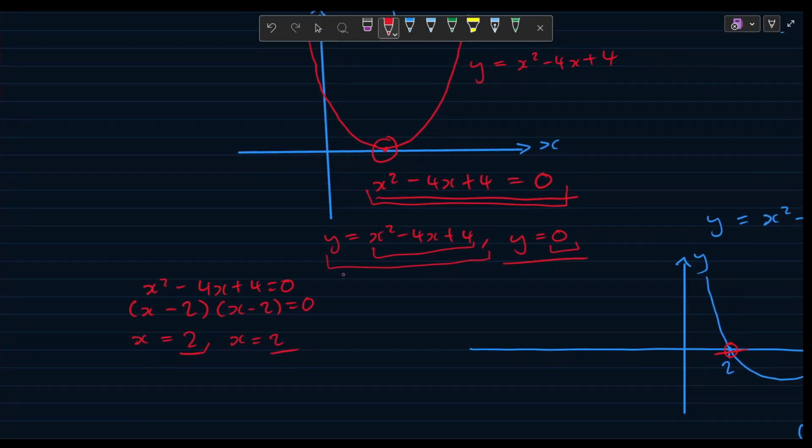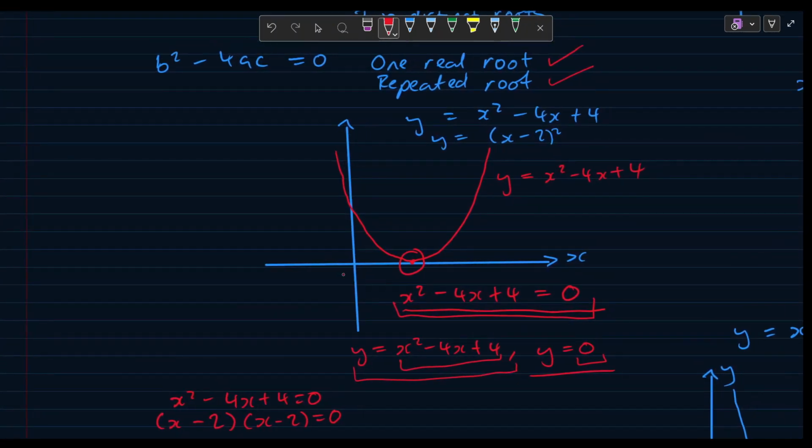And we can even use our discriminant just to confirm that in fact our discriminant is equal to 0 since we have one real root. So our a here is the coefficient of x squared, which is 1, b is the coefficient of x, which is negative 4, and c is the constant, which is 4.